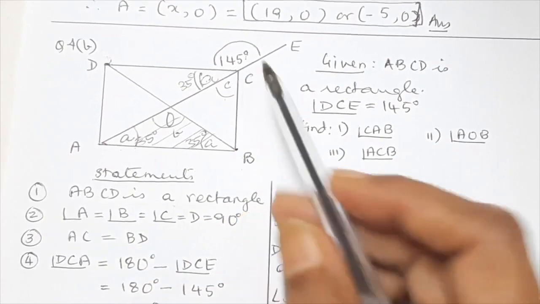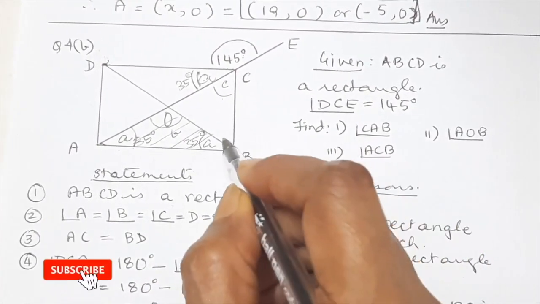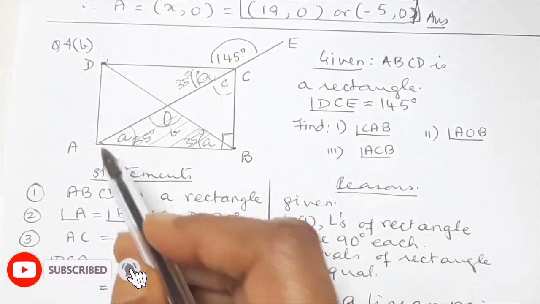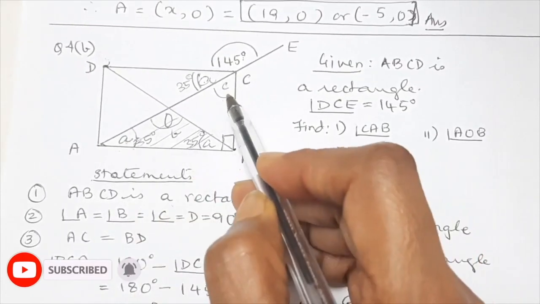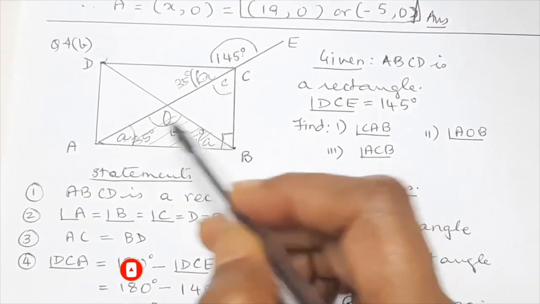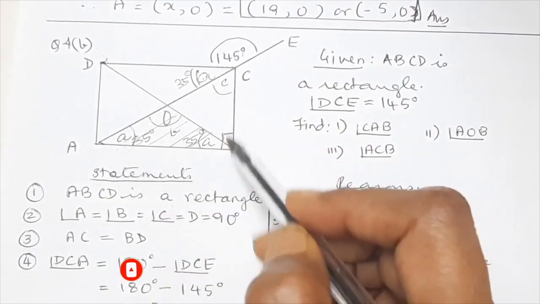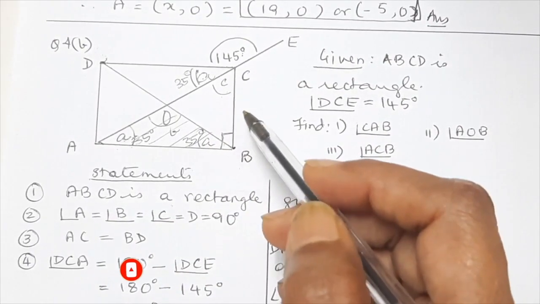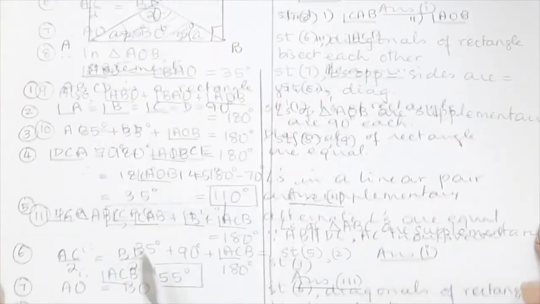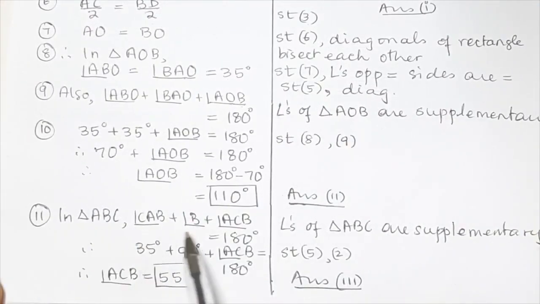Triangle ABC, because we already know that this angle over here is 90, this is 35, and this one, if you add to this, you will get angles of the triangle ABC. They are supplementary, so we write just that. So in triangle ABC, the 3 angles add up to 180 degrees because angles of the triangle are supplementary.